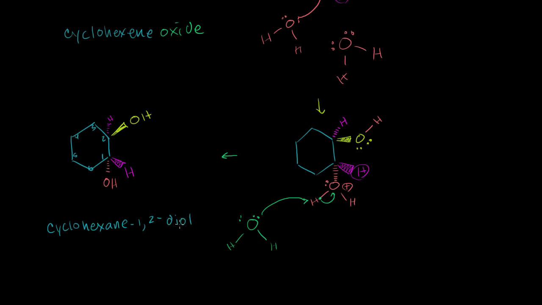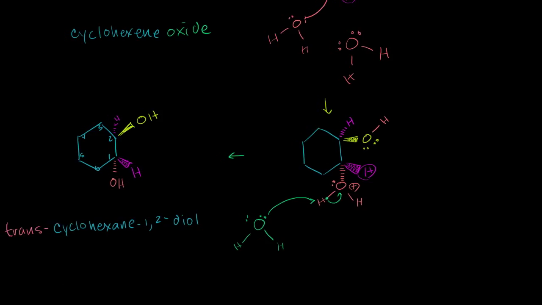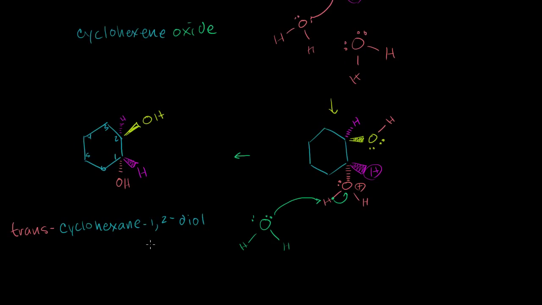Diol, the "ol" is for alcohol. When you have these OH groups, we have two of them. And they are on opposite sides. This OH is popping out of the page. This OH is behind the page. So if we really wanted to be specific about even the stereochemistry here, we would call this trans. They're on opposite sides. One's in front, one's behind. So this is trans-cyclohexane-1,2-diol.